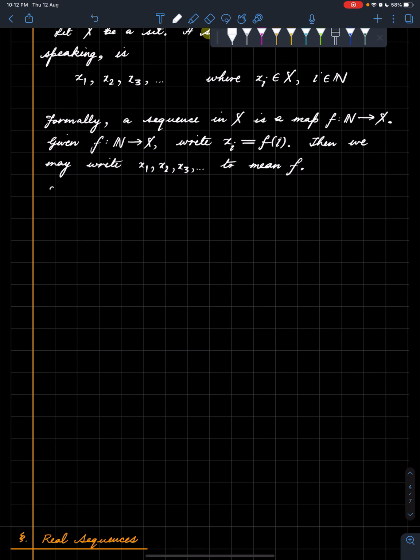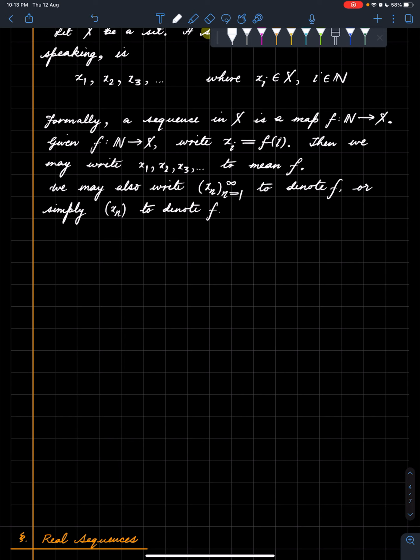In fact, there is a more compact way to write this. So we may also write this to denote f, or simply this, when no confusion can arise. This is the most proper way to denote a sequence, if you really want to think of a sequence, and this is how we will think of sequences.